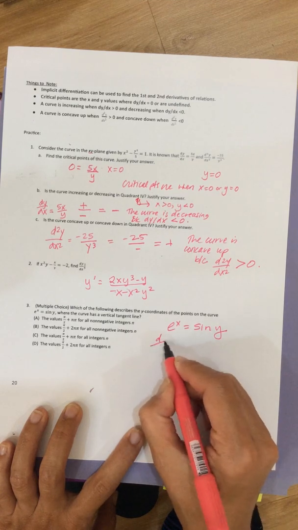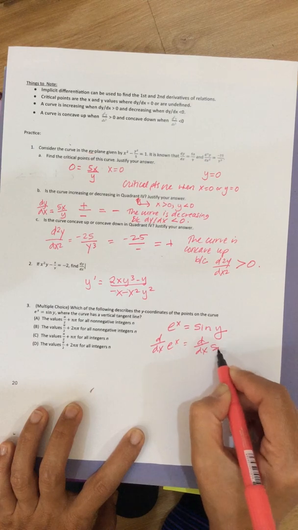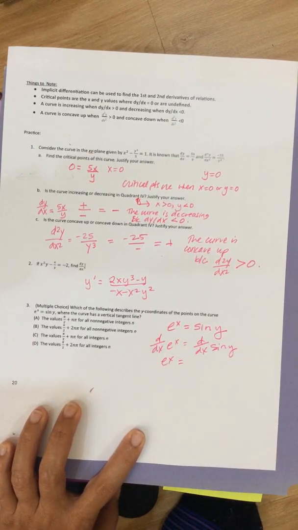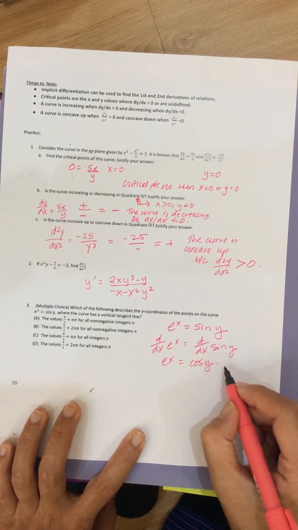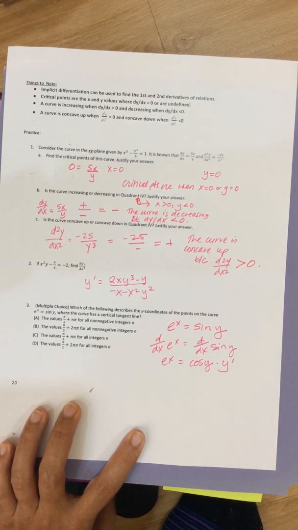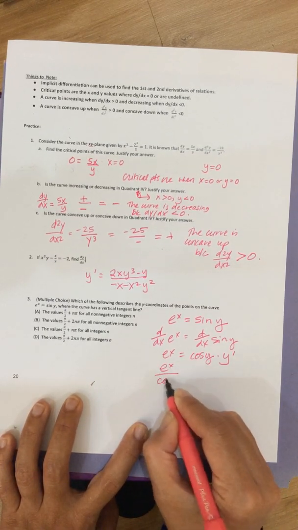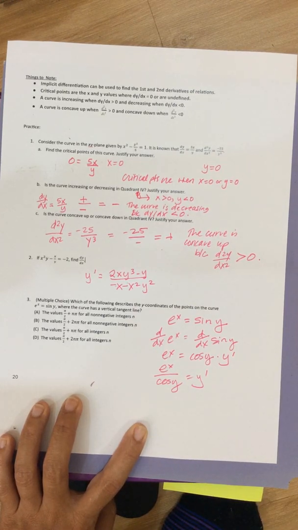So let's figure out what the derivative is. So let's take the derivative of each side. All right, this becomes e to the x, and that becomes cosine y times, I'll just say y prime. And so then when we solve for y prime, we get e to the x over cosine y equals y prime.